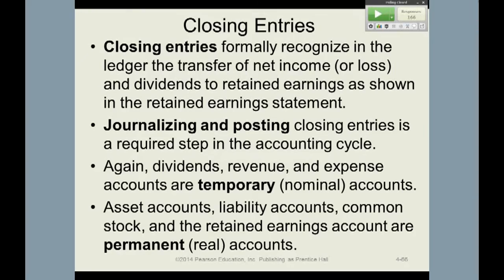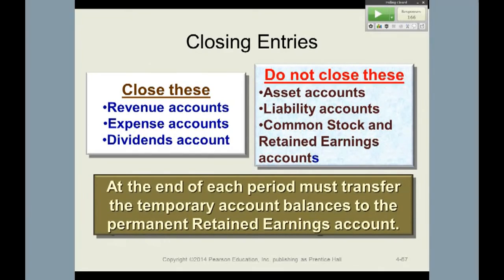Closing entries, as I said, is the mechanical or formal process that we use to transfer revenues and expenses and dividends to retained earnings. By summary, those are the accounts. This is the summary slide. At the end of each period, whether it's 6 months, a month, or a year, those 3 accounts will have to be closed out. Now, these are not the only temporary accounts we have. We're going to have another temporary account in just a minute, which is known as the income summary.